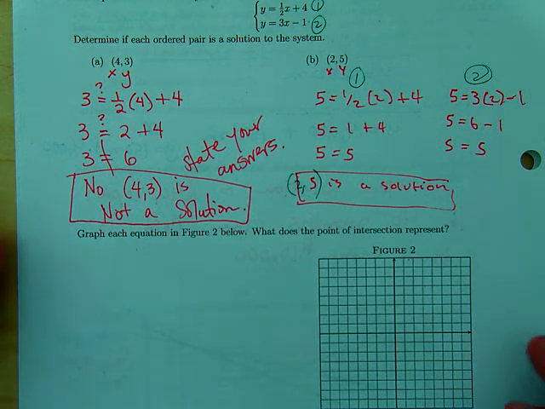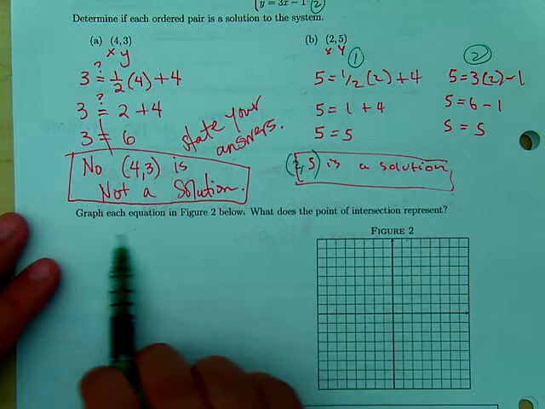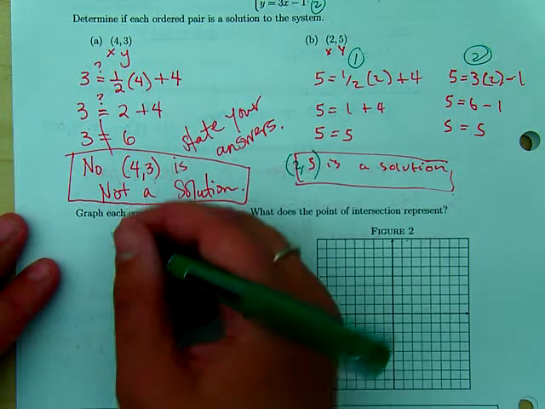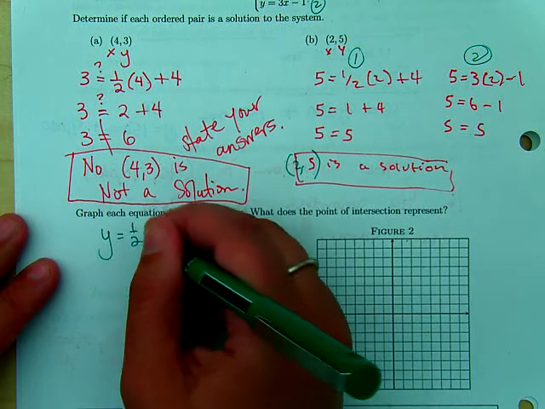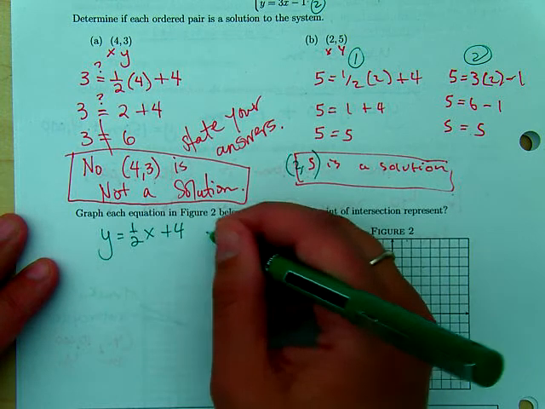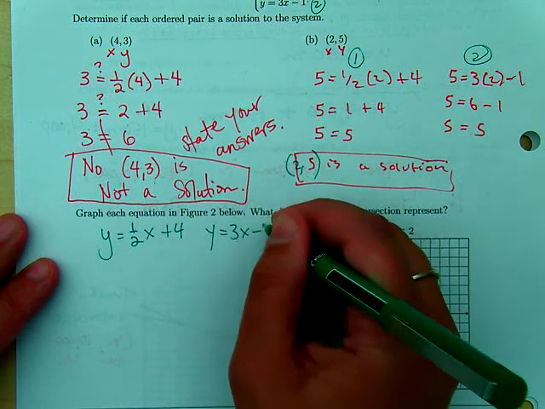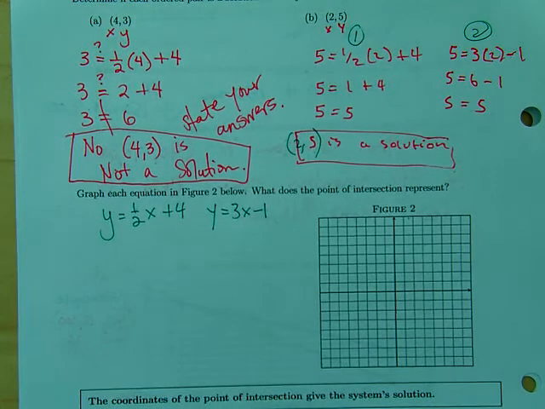Now I'm going to review how to graph. Okay, so we're going to review. We're going to do this together. Graph each equation in figure 2. Y equals 1/2 x plus 4 and y equals 3x minus 1. Now, you probably love those equations because they're already written in slope-intercept form. That was the hard part about that group work that I gave you earlier. It wasn't written like this.